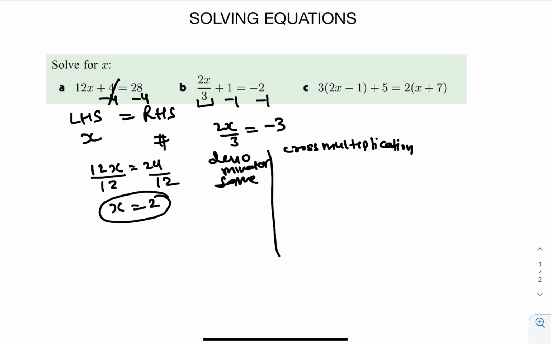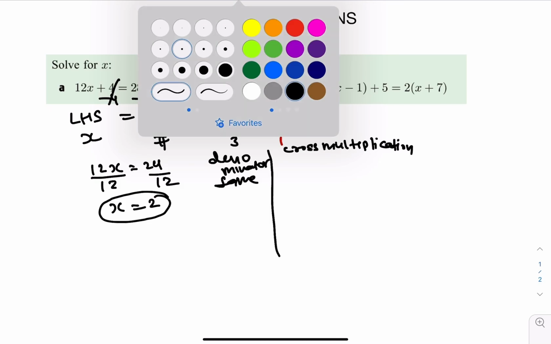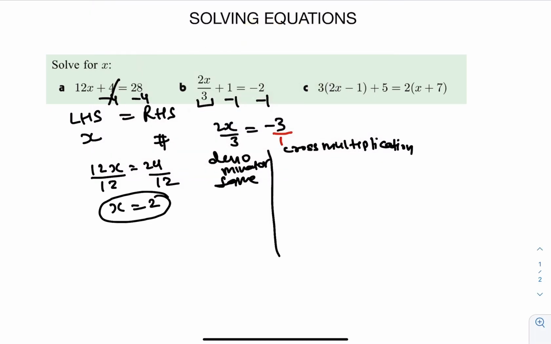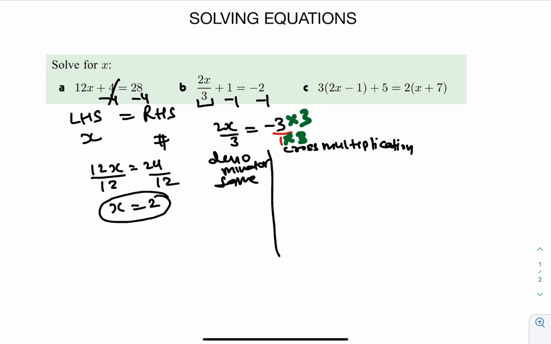Before we do that, the first step we need to do here is, let's rewrite the right hand side as a fraction. So negative 3 will be written as negative 3 divided by 1. And now we will make the denominator the same. So I'm going to multiply the right hand side by 3. And after doing this, we get 2x divided by 3 is equal to negative 9 divided by 3.